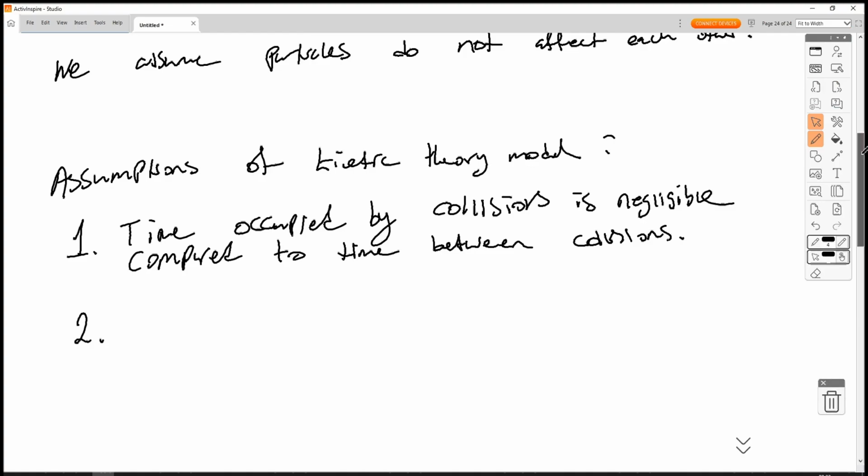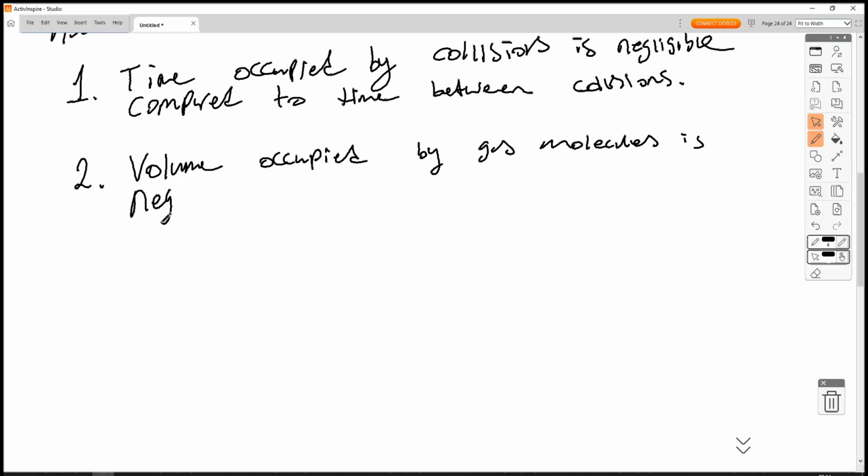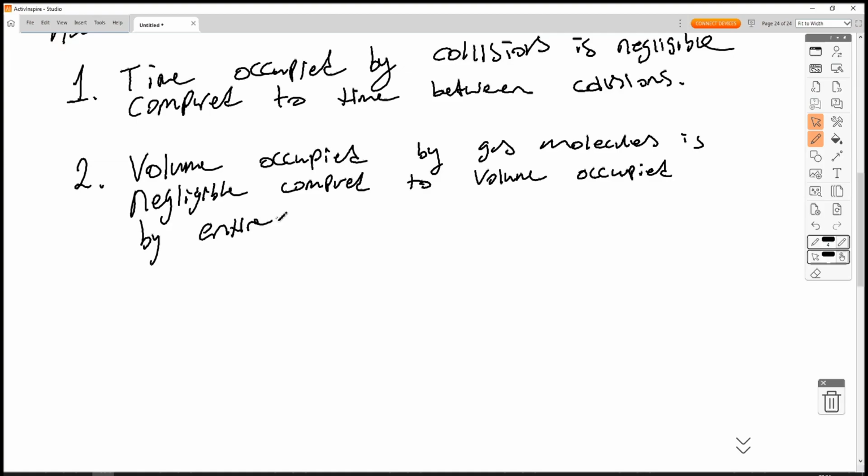Number 2 is that the volume occupied by gas particles or gas molecules is negligible compared to the volume occupied by the entire gas, which is the volume of the container.